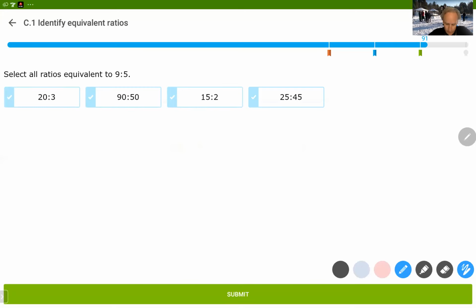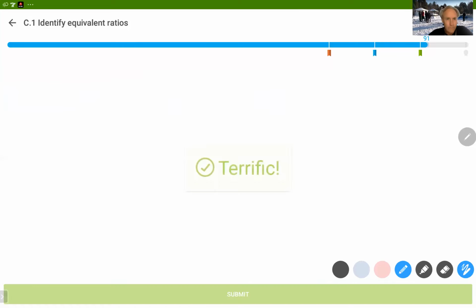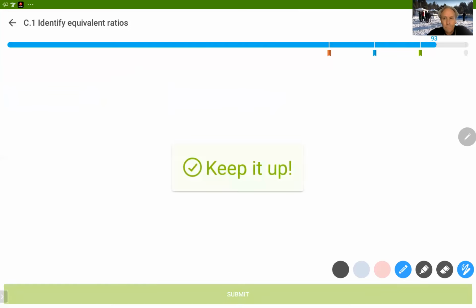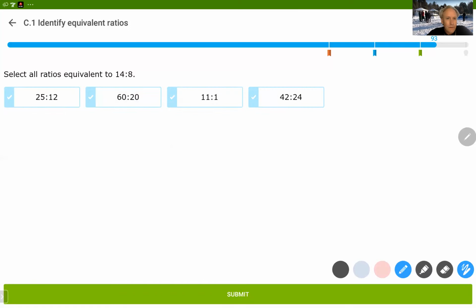9 to 5 is already reduced, 90 to 50, and it looks like that may be it. 2 to 10 is 1 to 5, times 7 gives us that one, and times 5 gives us that one. That's it. 7 to 4, if we divide by 2, and multiplied by 6 gives us that one, and it looks like that's it.